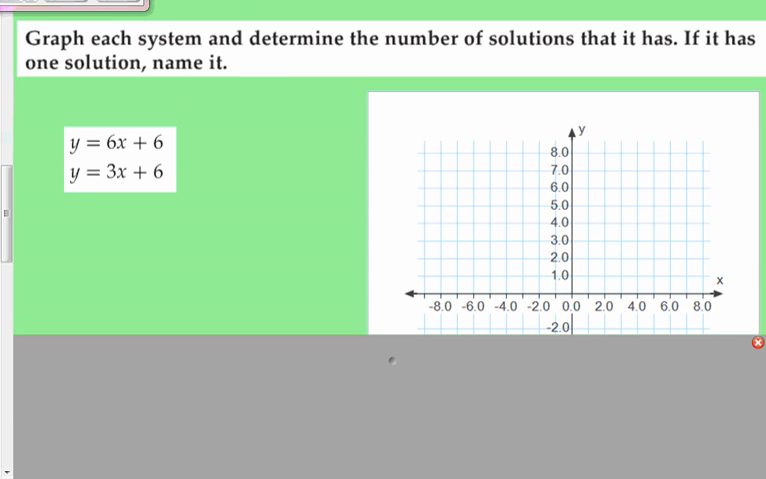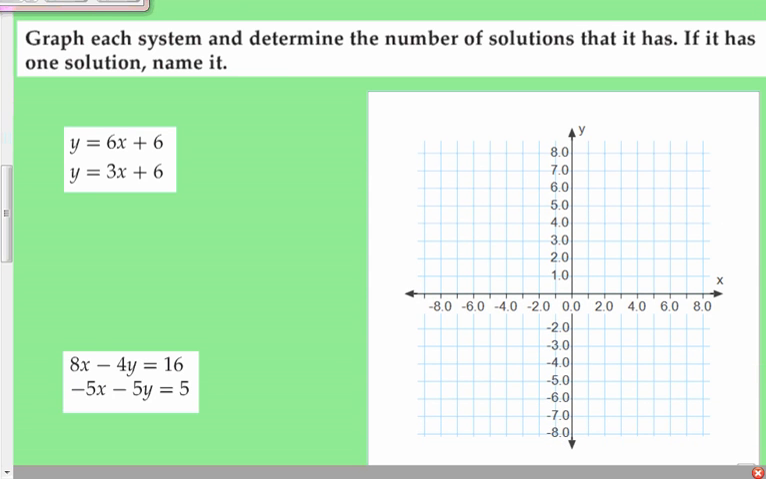You're going to graph a couple of lines and determine the number of solutions they have. If it has one solution, we're going to name the point. So let's start by graphing this line. We'll start at positive 6 on our y-intercept. Then we'll apply our slope, which is up 6 and over 1. I'm going to go down because I can't go up 6: 1, 2, 3, 4, 5, 6.